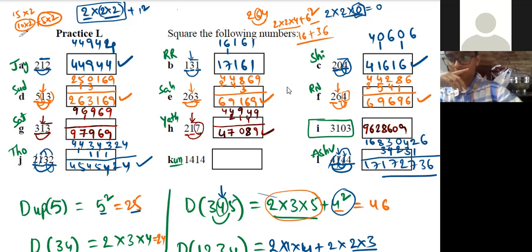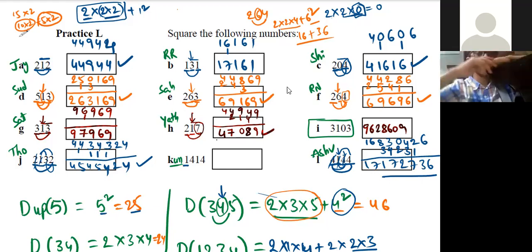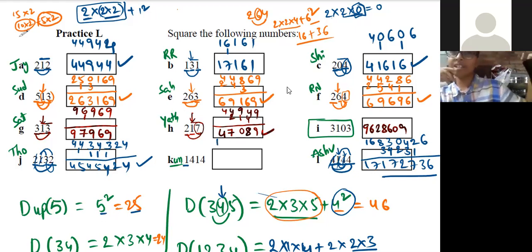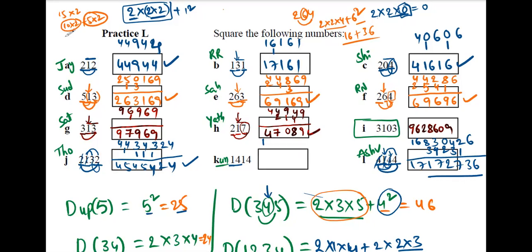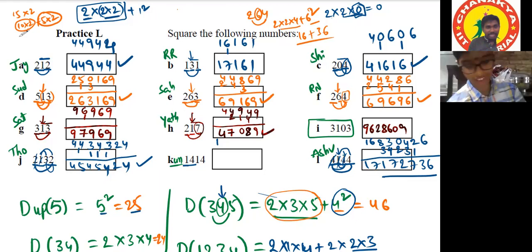Kunal, now proceed. Yes, sir. The question is 1414. One duplex is 1. 14 duplex is 4? I think you need to revise the previous class. You were not there in the previous class, right? Yes, sir. Okay, I will explain. See here.